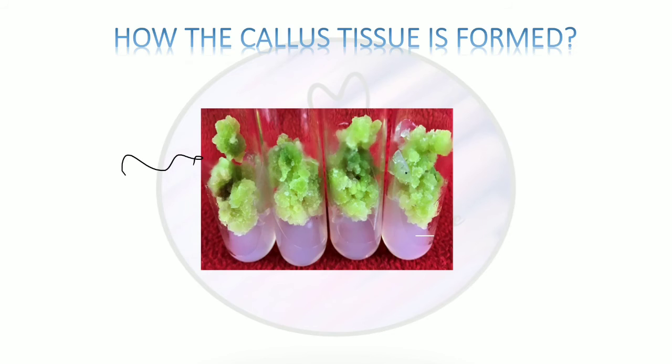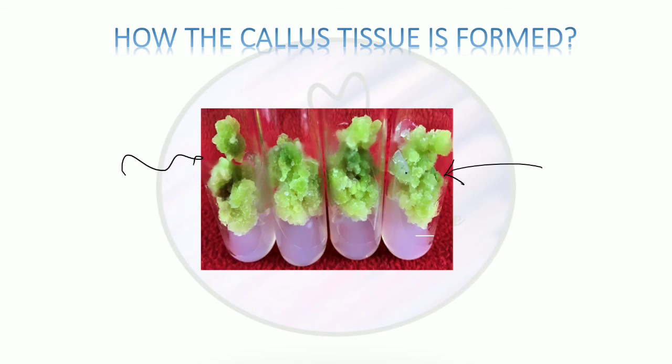In this case, the cells not only divide, but they also undergo certain kinds of enlargements that predominate to form an unorganized mass of cells. In this picture, you can see it very well.